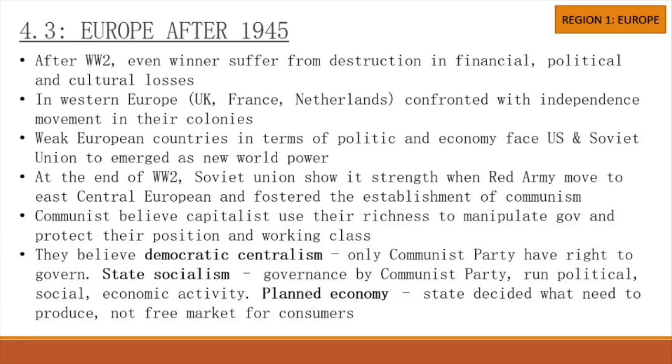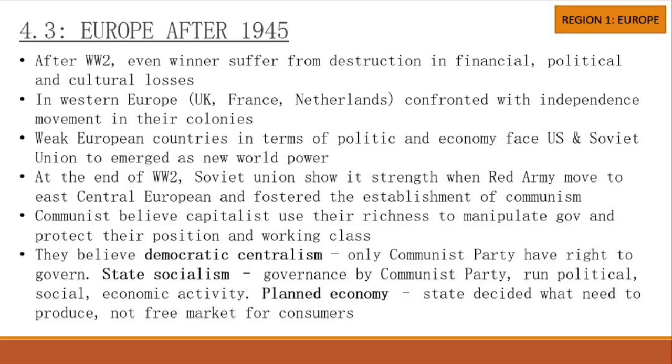The next chapter is Europe after 1945. After World War II, even the winners suffered destruction in terms of financial, political, and cultural losses. After the war, the Europeans seriously re-evaluated their role in the world and their relationship with other countries.